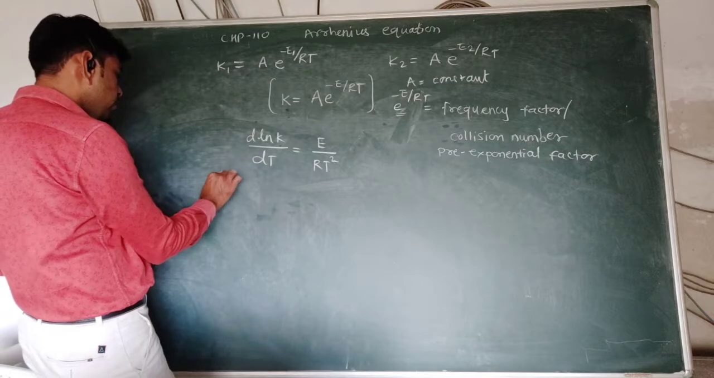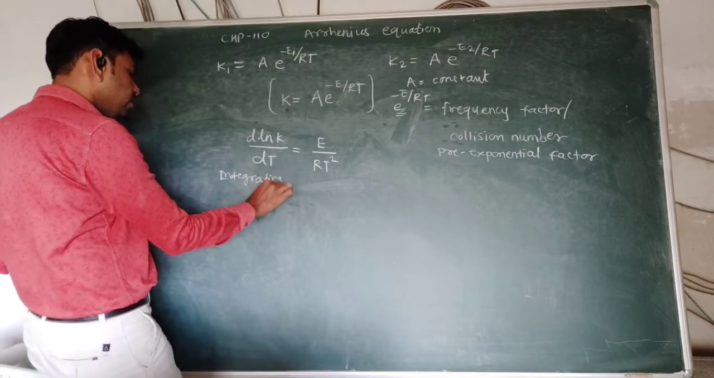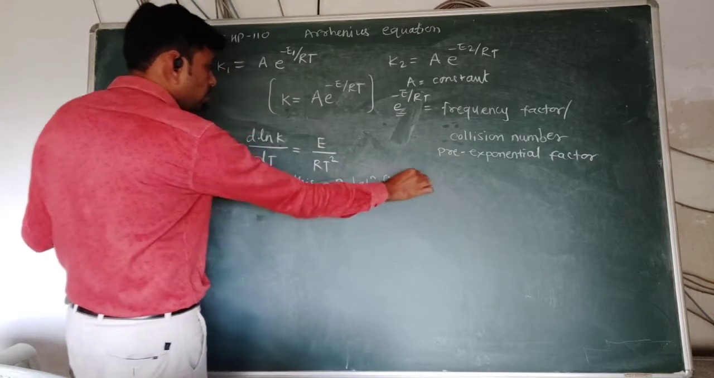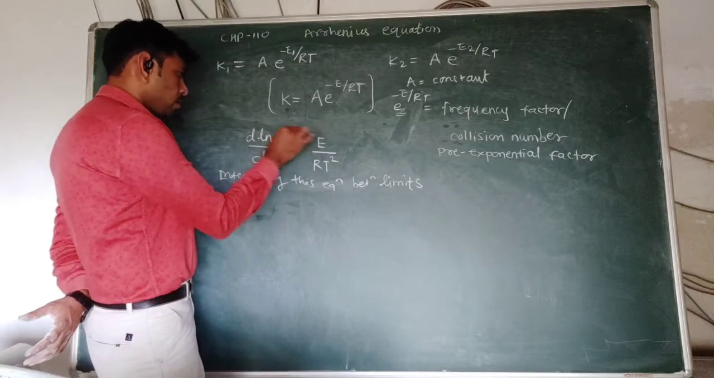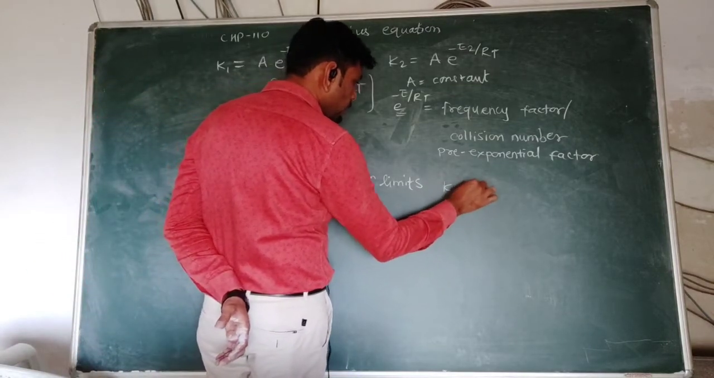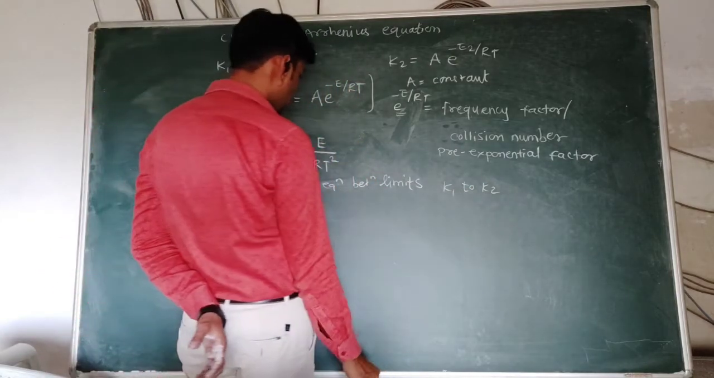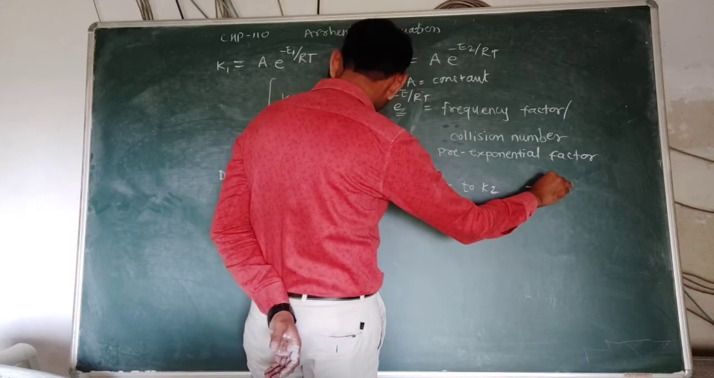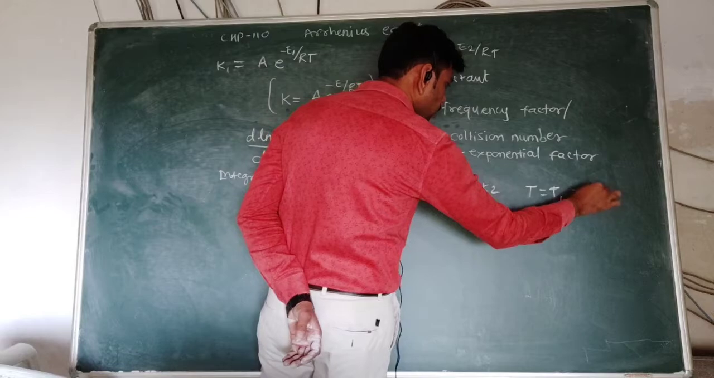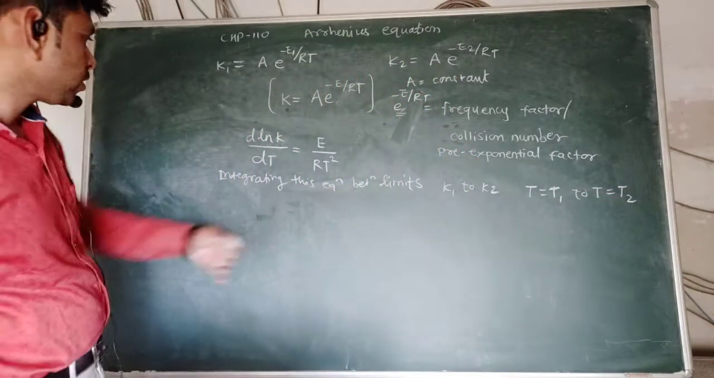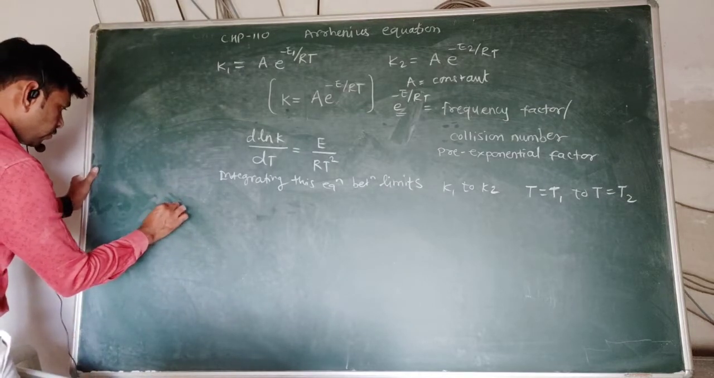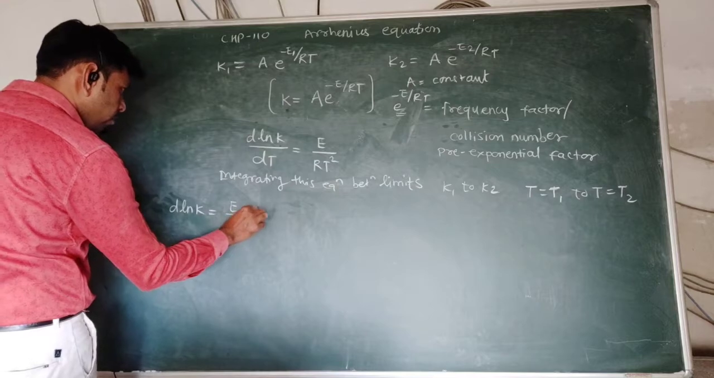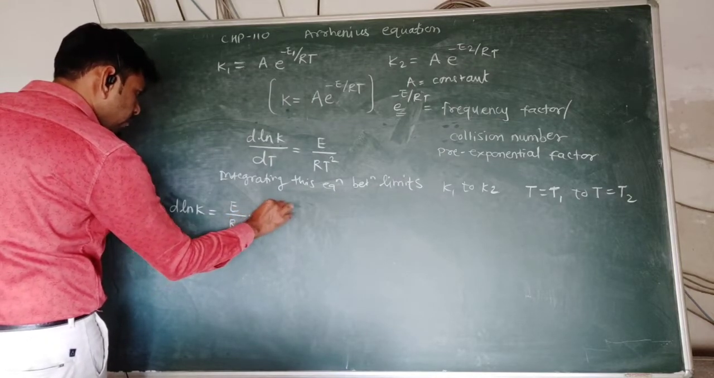By integrating this equation between proper limits, for k1 to k2, and for T equal to T1 to T equal to T2, we first rearrange: d ln k equal to E upon R into dT upon T square.